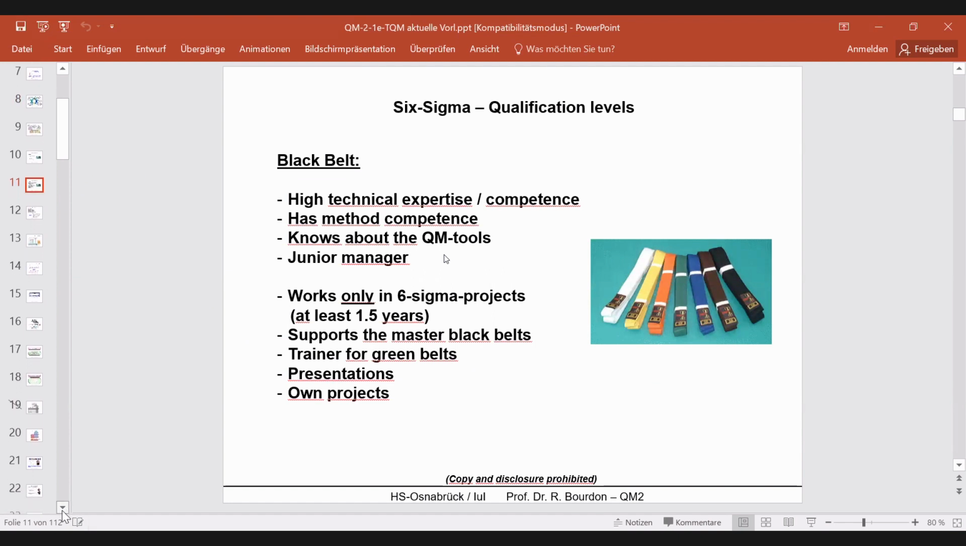Next step is the black belt, the qualification to the black belt. The black belt has a high technical expertise and competence, and also a high method competence. He knows about the TQM tools. In many cases, it is a junior manager, and he works only in Six Sigma projects, at least 1.5 years long, and supports the master black belts. He's trainer for the green belts. He or she, of course. He's doing presentations and has his own Six Sigma projects.